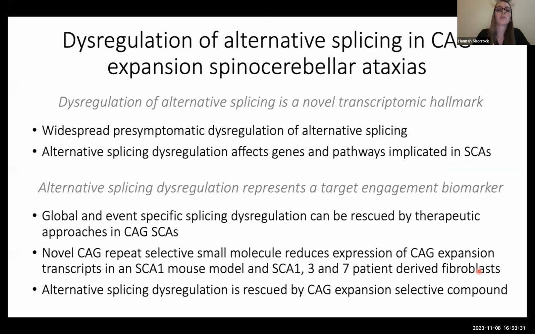So we can use both global and event-specific splicing dysregulation metrics to assess therapeutic approaches and how well they can rescue those events. I've also shown you that I've identified a novel CAG repeat selective small molecule that reduces expression of CAG expansion transcripts in an SCA1 mouse model. And this also actually reduces levels of CAG expansion transcripts in SCA1, 3, and 7 patient-derived fibroblasts. And I've shown you that this compound rescues alternative splicing dysregulation in the cerebellum of SCA1 mice.